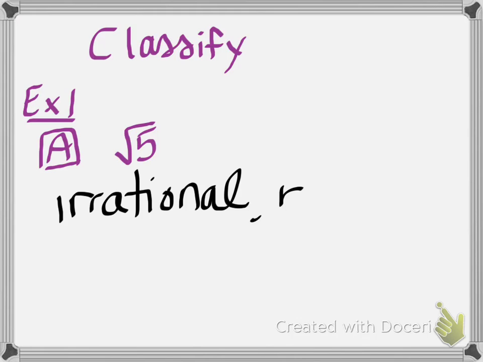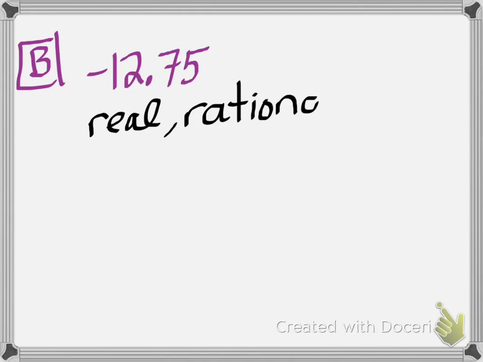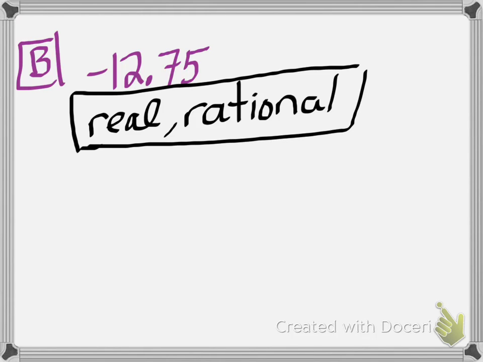Oh, it's real. Okay, but almost all of these are. B is -12 and 75 hundredths. Okay, this is a decimal. It's not a square root. So this is real. It's rational. And it's not an integer, so I stop at rational. B, -12 and 75 hundredths, can be classified as two things, real and rational.